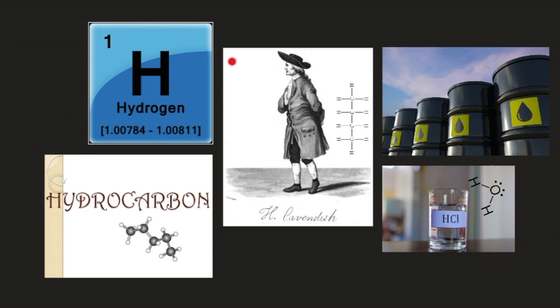Hello everyone, today we're going to go over the element hydrogen. Hydrogen is element number 1 on the periodic table. It is the lightest, the least dense, it is colorless, it is odorless, and it is diatomic, which means that it sticks to itself in order to remain stable.